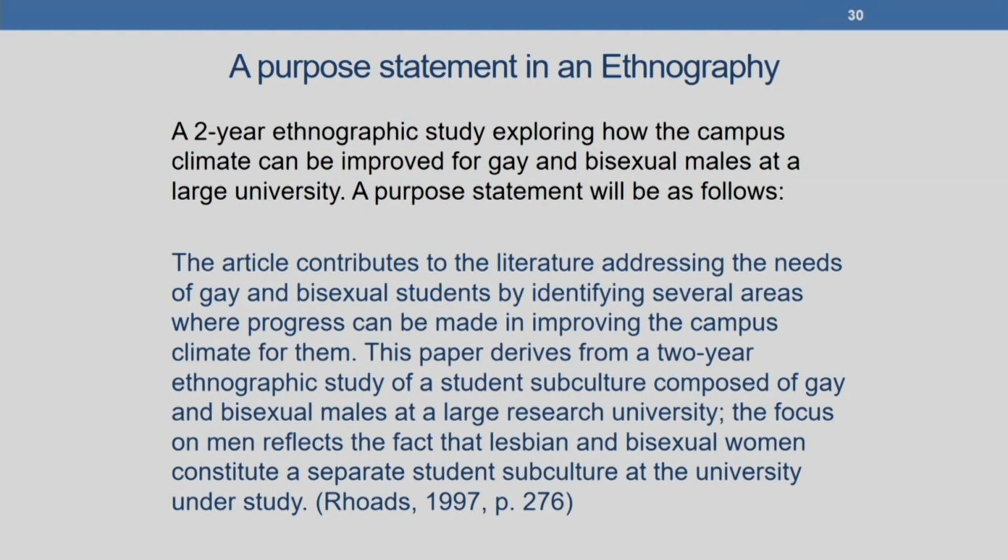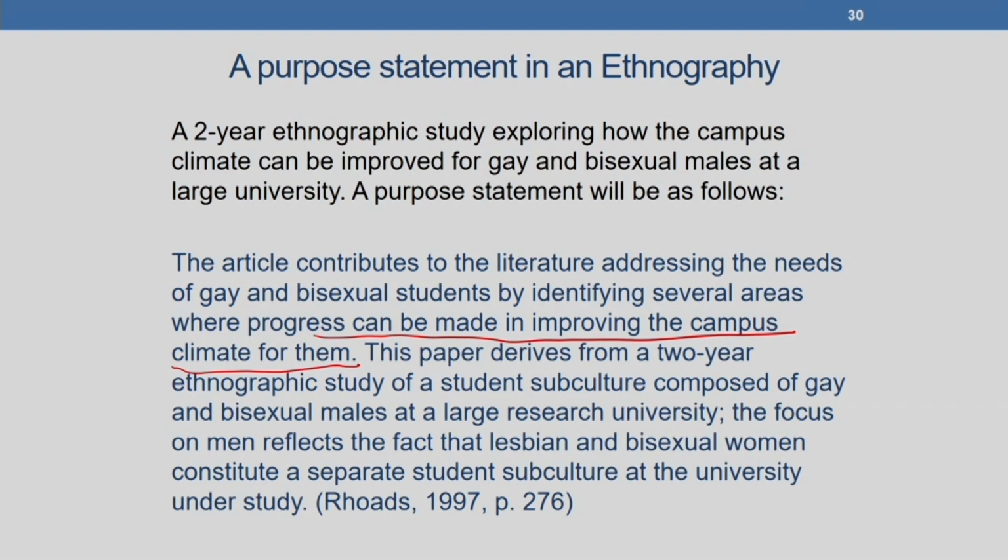If you look at the beginning of the article, which says the article contributes to the literature in addressing the needs of gay and bisexual students by identifying several areas where progress can be made in improving the campus climate for them. Look at the focus on this phrase, can be made in improving the campus climate for them. So, which means that this article or this research proposes to bring about some change, to bring about some transformation in the student culture or student climate or the student environment in the campus. Therefore, it falls under the broad head of advocacy research, or what we have also been talking about, what is called transformative research.